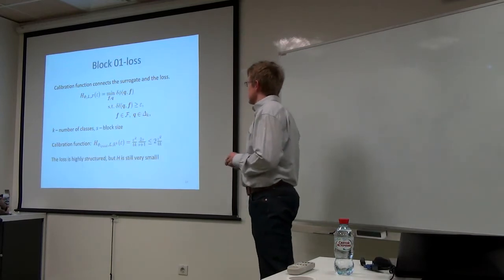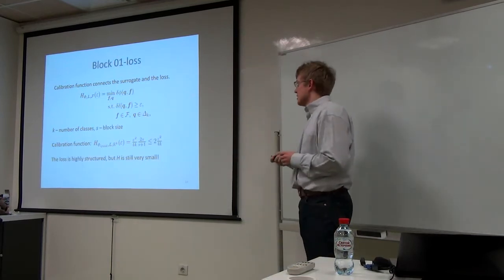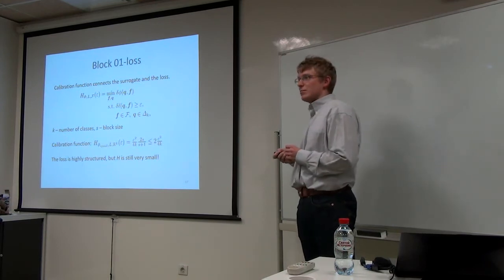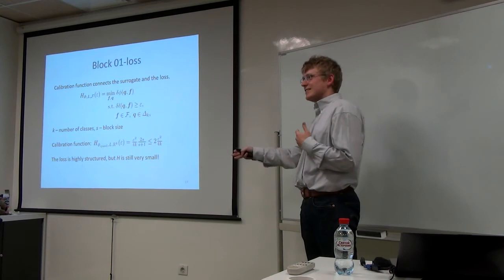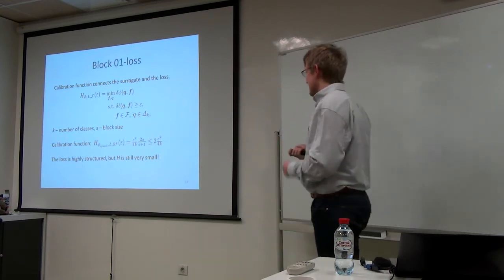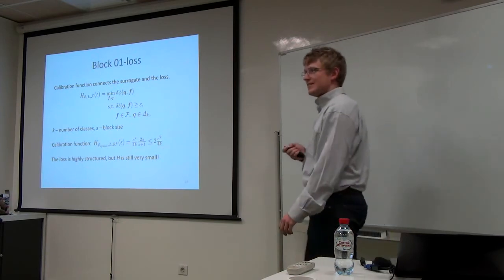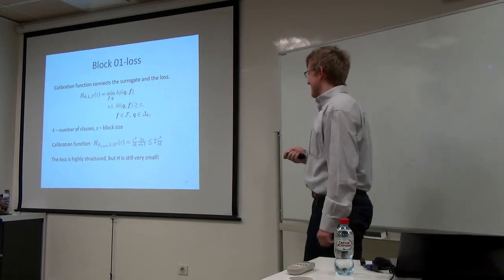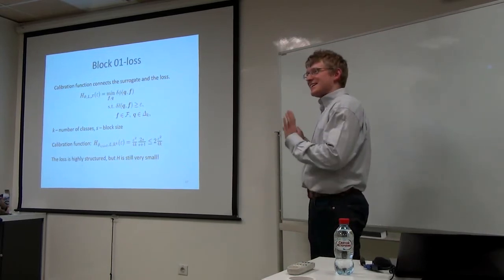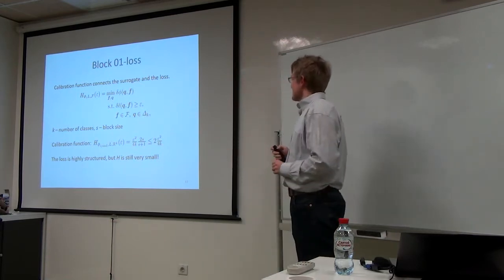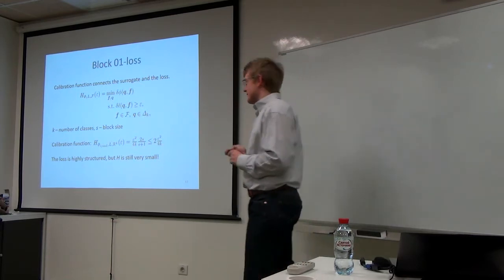So let's go to the next loss, which is the block 0-1 loss. Here, say we have k classes, and S is the size of the blocks. Can the blocks intersect? No. Should the blocks form a full covering? Yes. Let's also assume that the blocks are of the same size, for simplicity. It doesn't really matter.